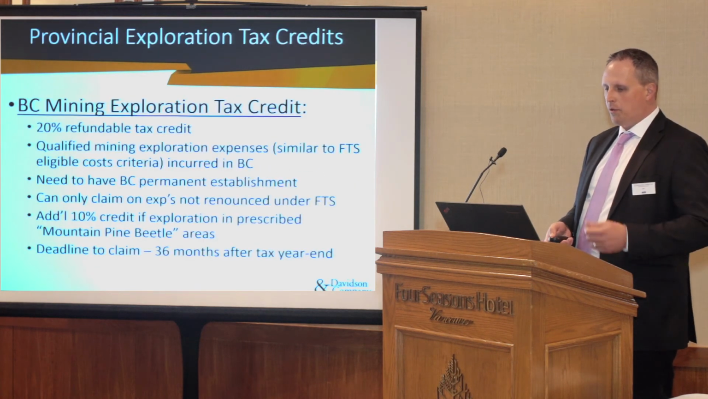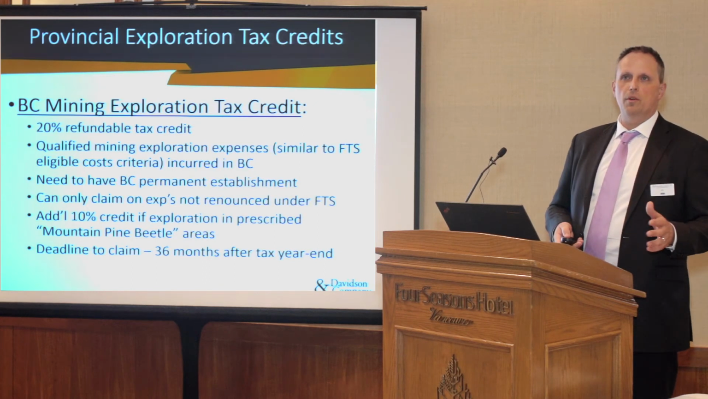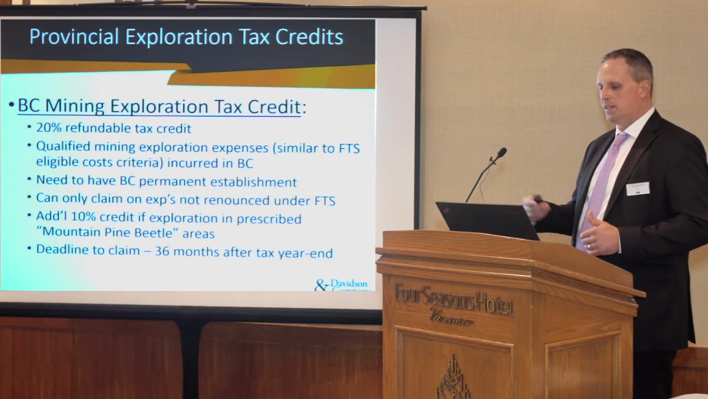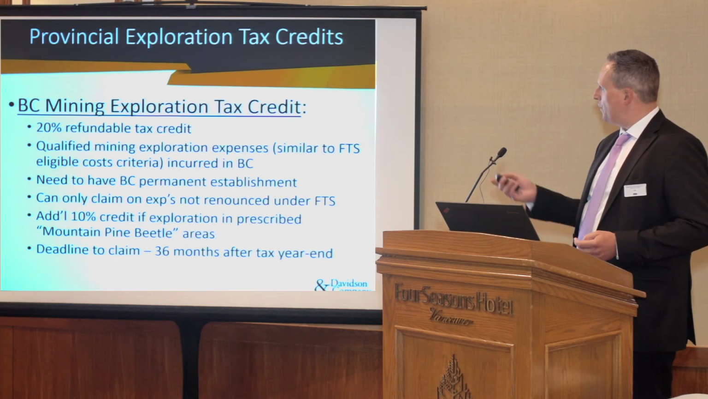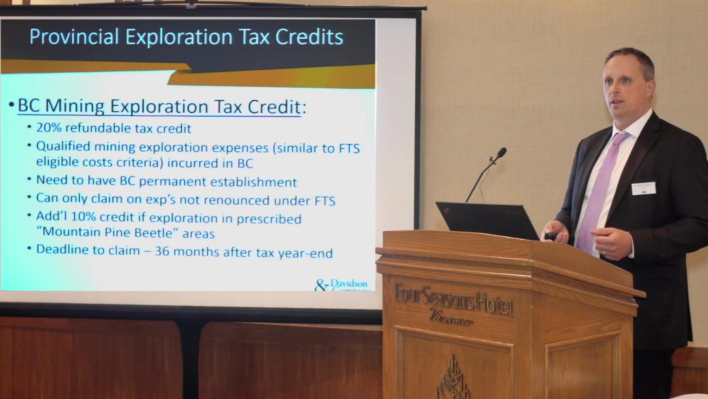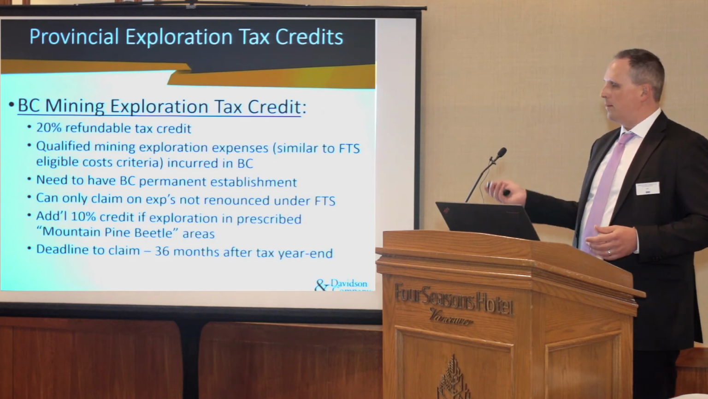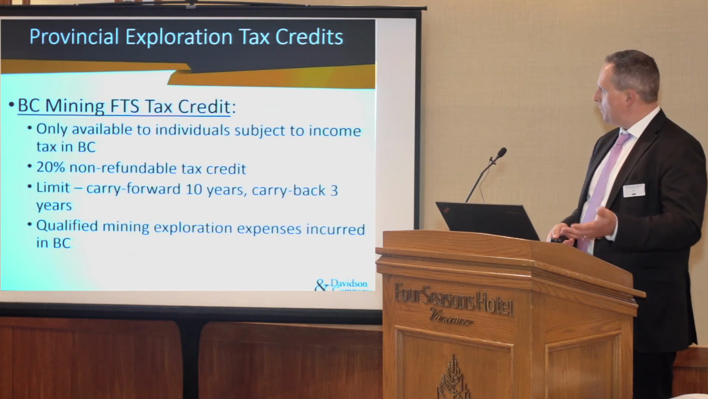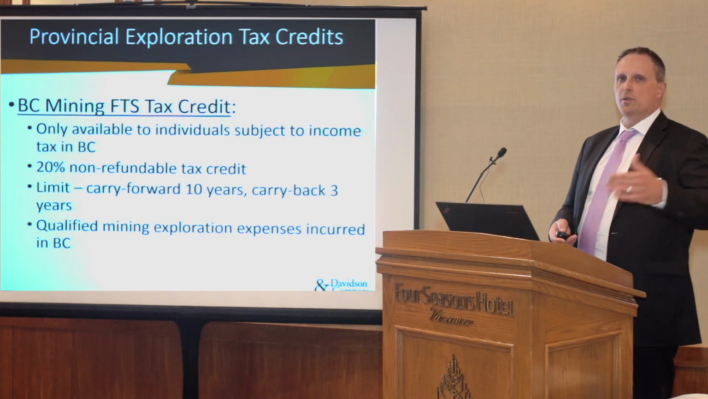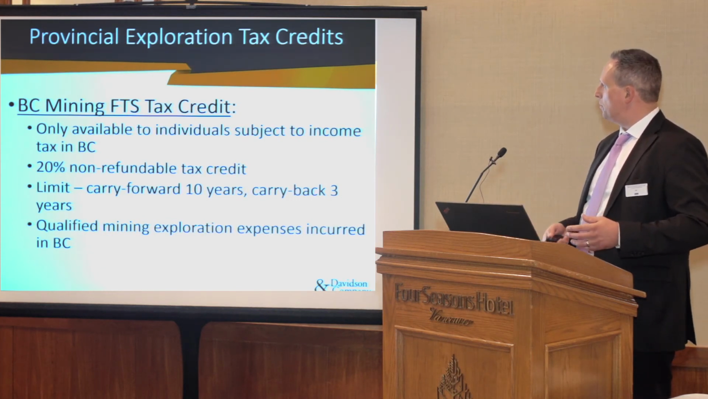So just quickly to run through, BC mining exploration tax credit, 20% refundable, which is a nice bonus. It's been extended again, so it's still available. You have an additional 10% if you're in that mountain pine beetle area, so that's a nice bonus. And fortunately, there's a longer period to file, so you've got 36 months from the year end to file it. The BC mining flow-through share credit can also be passed on to the investor if they're a BC resident. They can claim it. It's non-refundable, but they can also carry it forward or back.